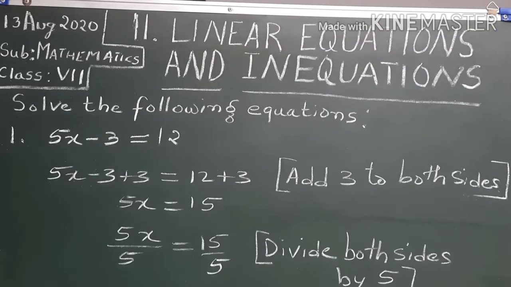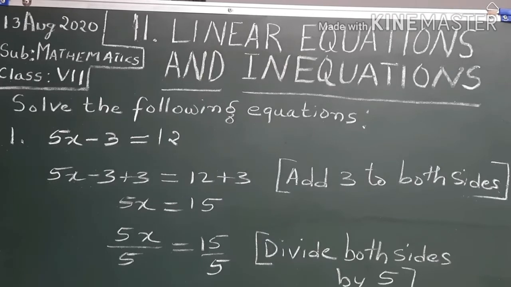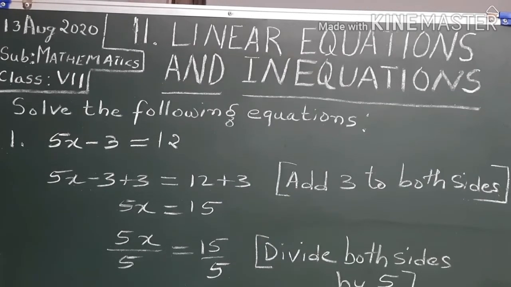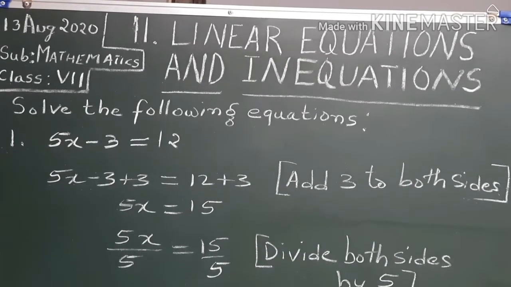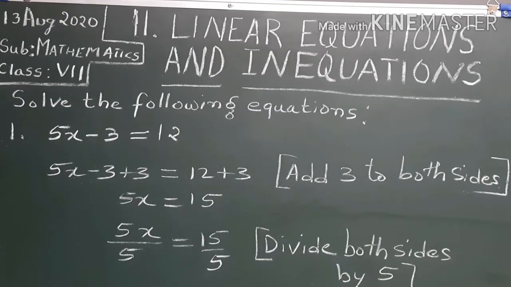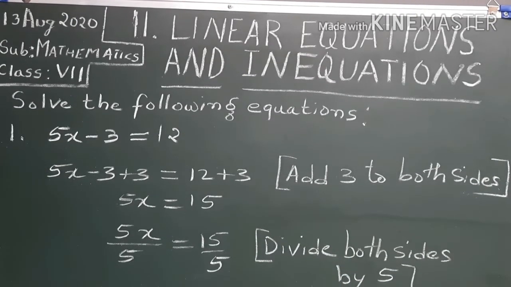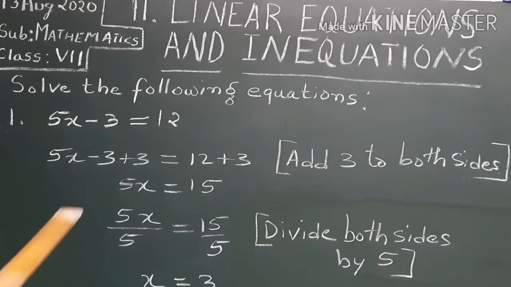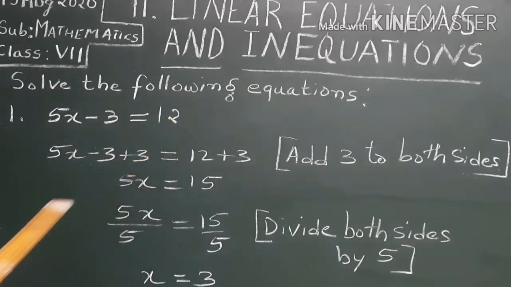We are ready to take the 11th chapter now: Linear equation and inequation. Question number 1. Solve the following equation: 5x minus 3 is equal to 12.